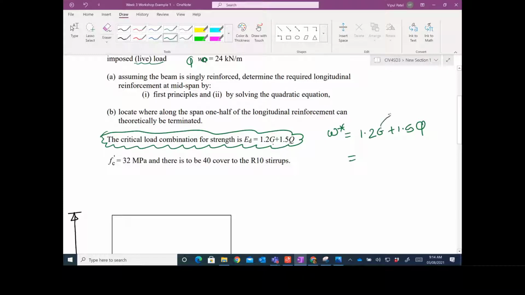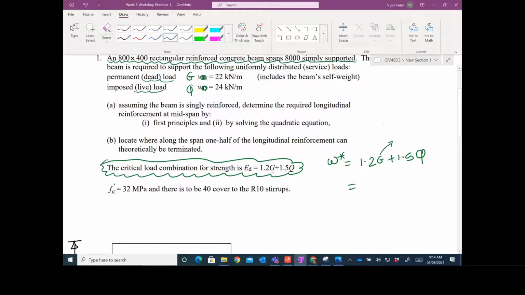This is dead load. Actually, dead load is given to us as 22 kilonewton per meter, and this is live load. We have 24 kilonewton per meter. Well, I would like to do this one, 22 plus 24, which is 46 kilonewton per meter. But the standard does not allow only the addition of these 22 and 24. It asks you to multiply 20% extra with the dead load and 50% extra with the live load. Do you remember from our class?